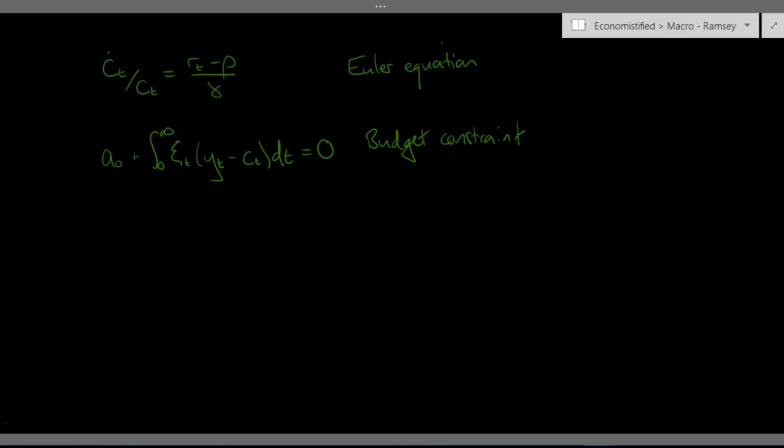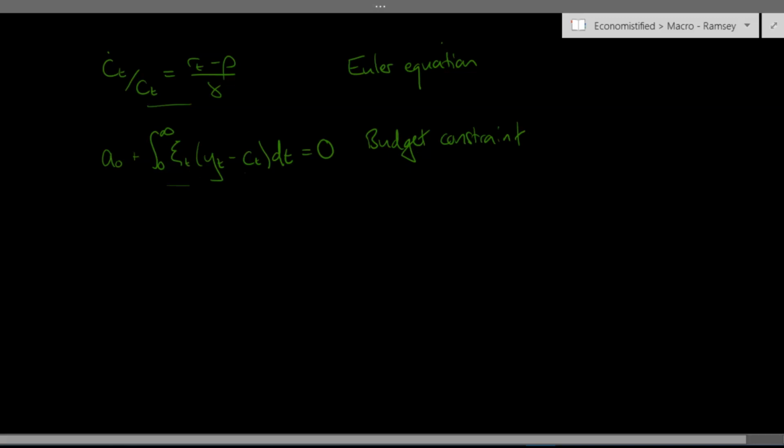In the previous video, I derived the Euler equation for the continuous time Ramsey model. It looked like this. And in this video, I'm going to combine this with the budget constraint to derive the policy function for consumption. So remember, the Euler equation tells you how your optimal choice of consumption changes over time, but your policy function tells you your optimal choice of consumption at any point in time given your wealth. So let's derive that. And the way we do that is by combining the Euler equation with the budget constraint.